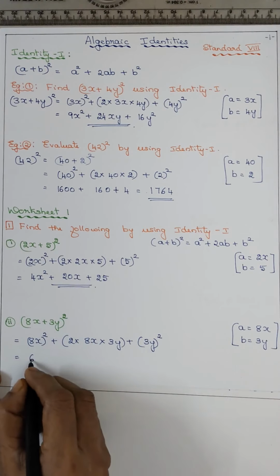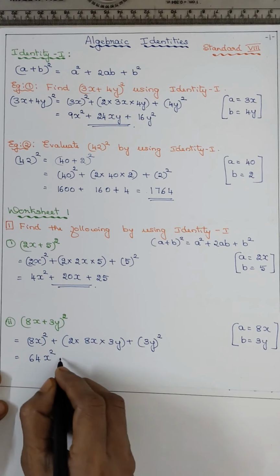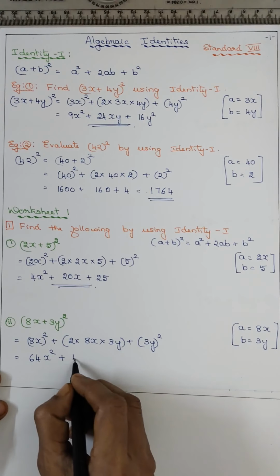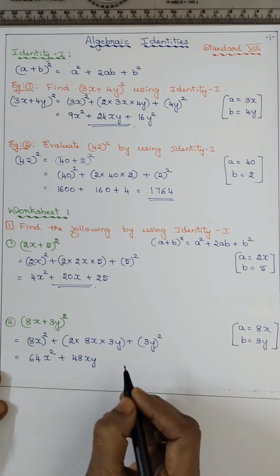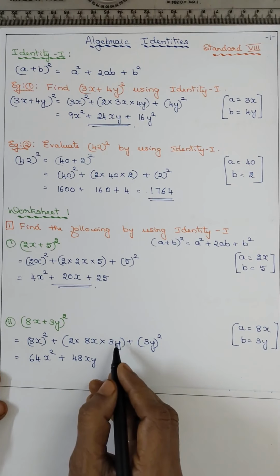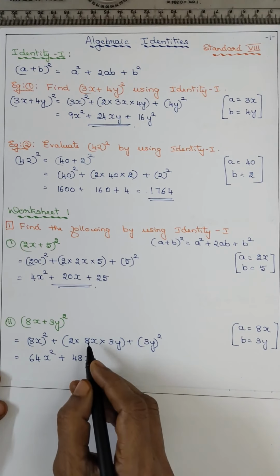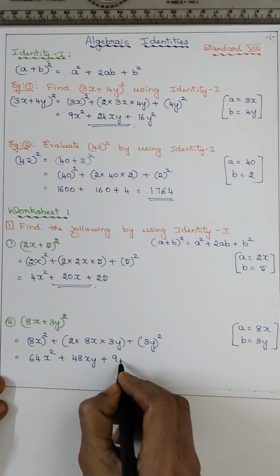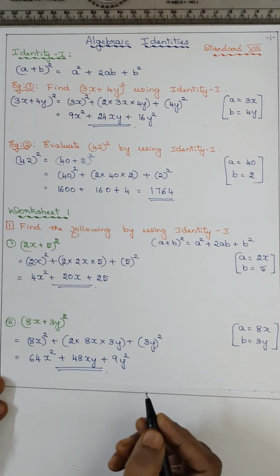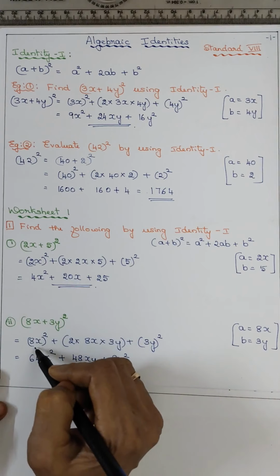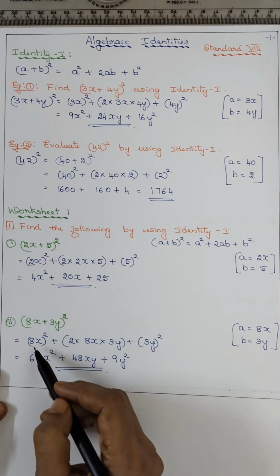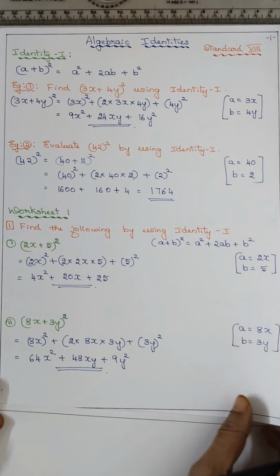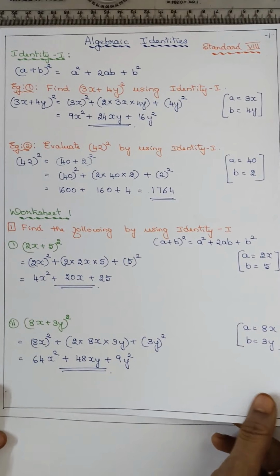Now 8 squared is 64x squared plus 2 3s are 6, 6 8s are 48xy. When you multiply, multiply the smaller numbers first and then with the bigger number. It's easy to multiply. Plus 3 square is 9y square. So hope you understood the importance of the bracket. If you don't put the bracket, you will be writing 8x squared, and here 3y squared. Okay, so that was question number 1 and 2.